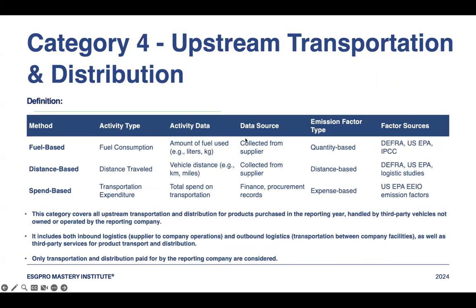regional data. If you are going into category 4, upstream transportation and distribution, here transportation it relates to fuel based, distance based, and spend based. Of course, fuel based is how much of liter amount of fuel used.